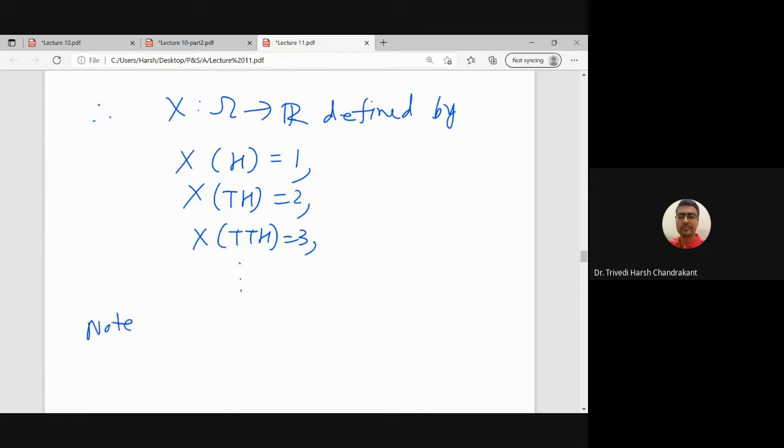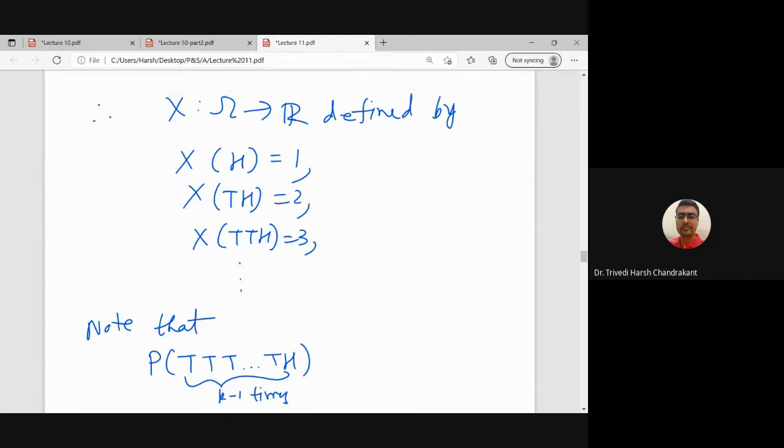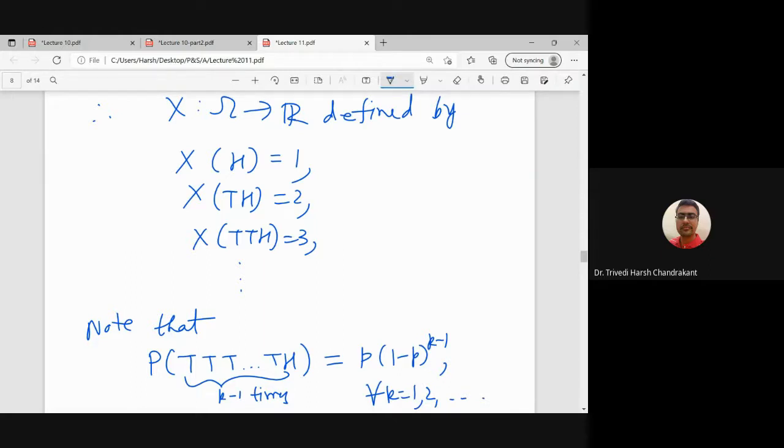So note that the probability of TTT...TH, how many tails are these? This is k − 1 times. So suppose we have k − 1 tails, and then we have H. What is the probability? The probability is (1 − p)^(k−1) times p, since the probability of tail is 1 − p. So it is this one, right? It's true for all k = 1 up to so on.